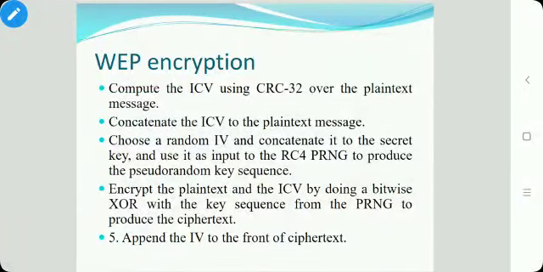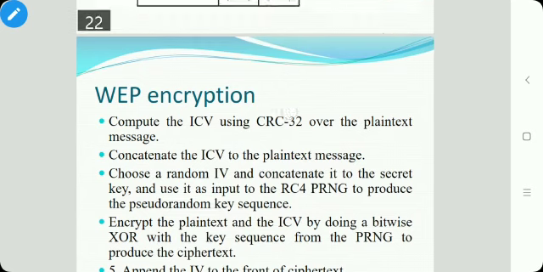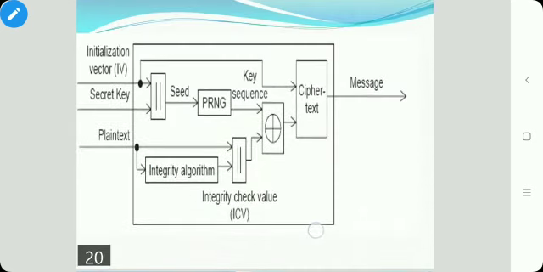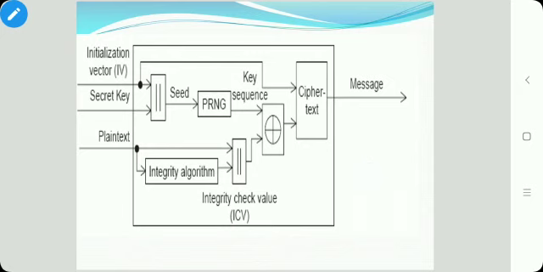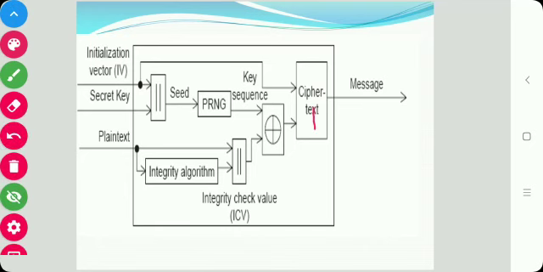Dear students, now we will see WEP encryption and decryption as well as WEP authentication. So this is the WEP encryption block diagram. It takes the plaintext message, the IV and the secret key as input and produces the output, a message consisting of the ciphertext.